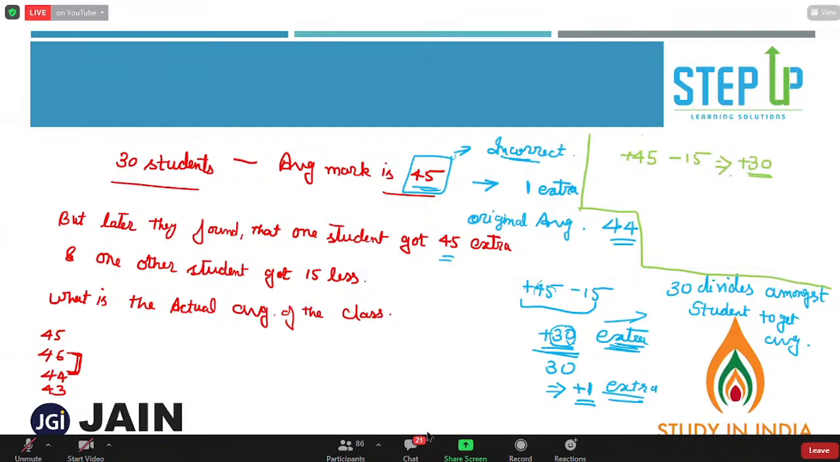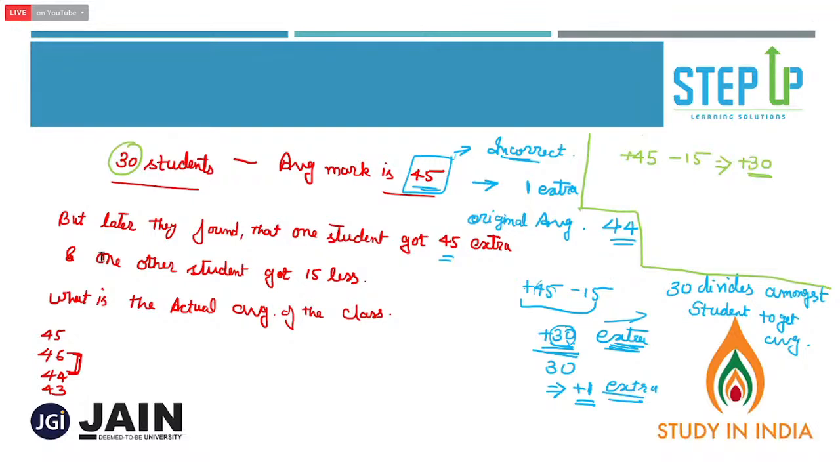Now 30 marks got extra, which means that this 30 would have got divided amongst how many students? Overall, we are calculating. So this 30, can you listen to me now? I repeat, extra would have got divided amongst 30 students.